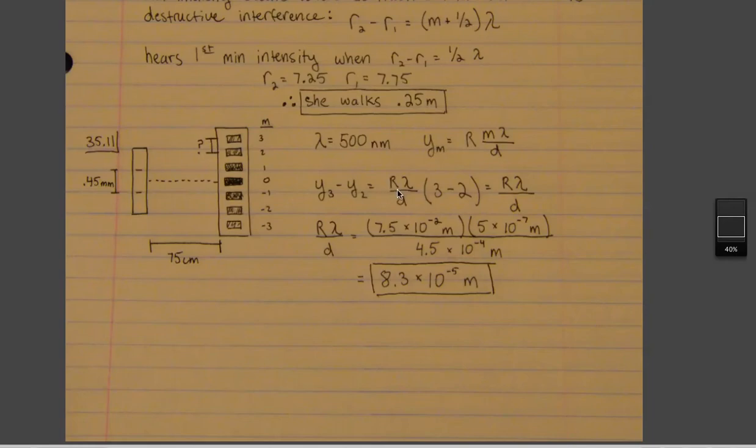After doing a little bit of factoring, we find that r lambda over d is equal to this distance right here. After converting all the distances to meters, we find that it is equal to 8.3 times 10 to the negative 5 meters. This makes sense because this distance from 0 to 1, or 1 to 2, or 2 to 3 is all going to be the same. They're just all multiples of m. Don't get this meters mixed up with this variable m.